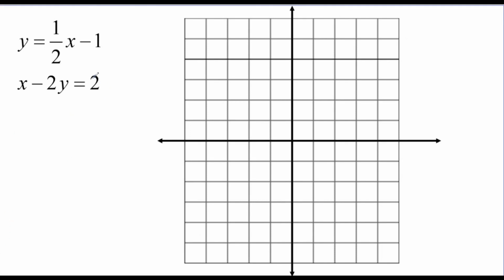Look at these two equations. My first one, again, is in slope-intercept form. My y-intercept is (0, -1). And my slope is 1/2. That's up 1 over 2. Up 1 over 2. That line is right here.